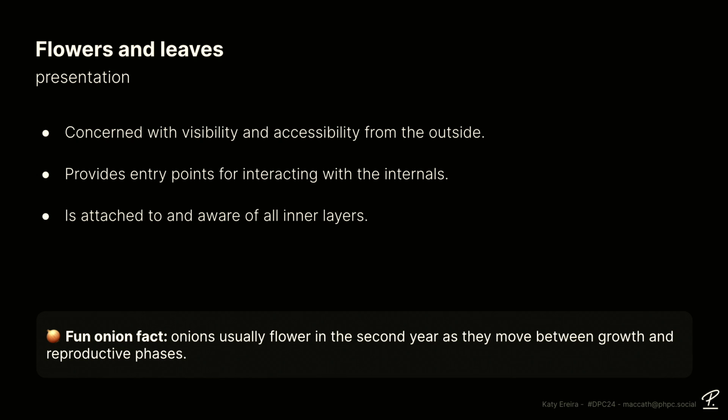Starting from this outer layer, it sort of has to be aware of all of the internals of the onion in order to operate, in order to give the user or the harvester of the onion what it wants.